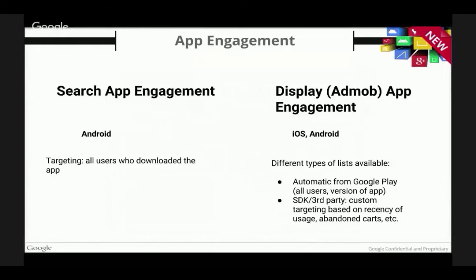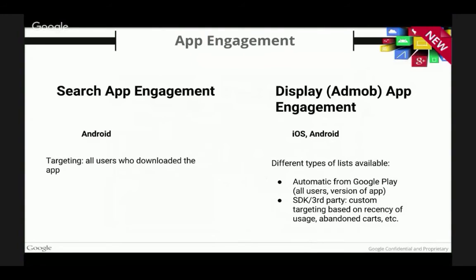Okay, and since you mentioned the remarketing, which lists can we actually target? A very good one. So app engagement, as I already mentioned, is basically a remarketing for apps. As you know, when we set up app install campaigns, all the users who already downloaded the app are automatically excluded from those app install campaigns. Therefore, we can use engagement. So when we do engagement on search, it's possible to set up only for Android. And basically, the only targeting option there is all users who downloaded the app.